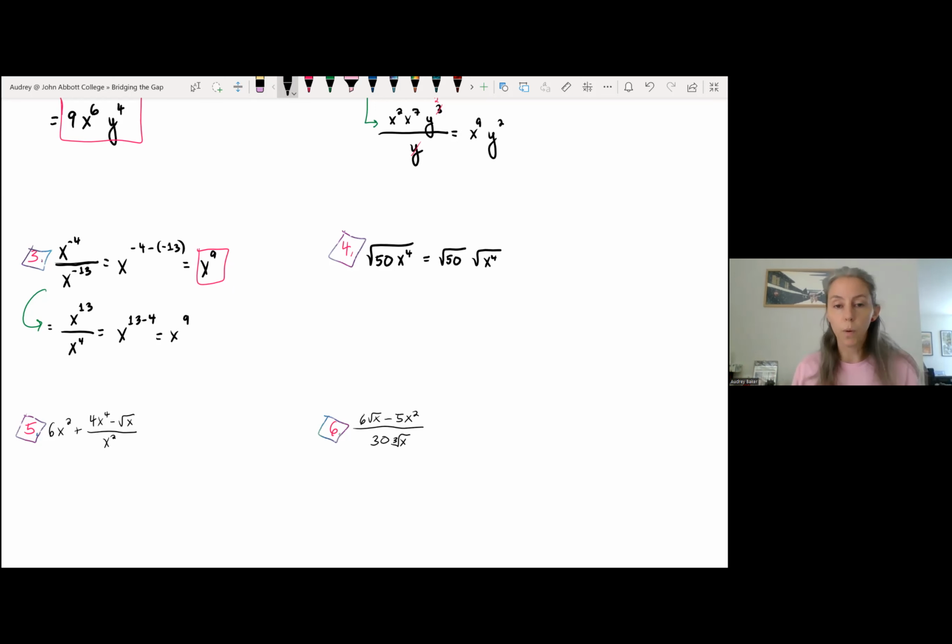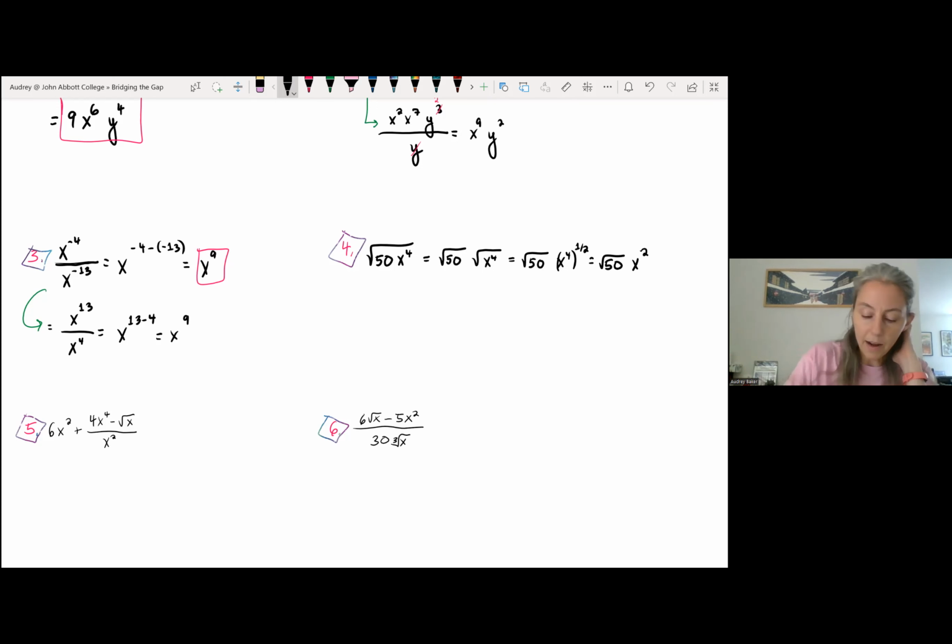So then we remember that a square root is just the same thing as the power of a half. So I'm going to leave this square root of 50 as is, but I'm going to write this x to the fourth as x to the fourth to the power of a half. And then we're just multiplying our exponents together. So this is the square root of 50 times 4 times a half is 2, x squared.